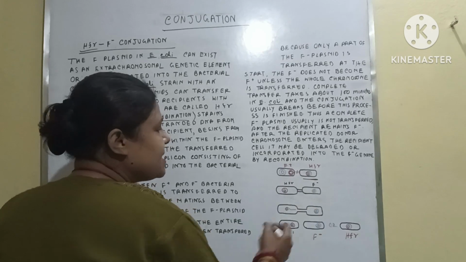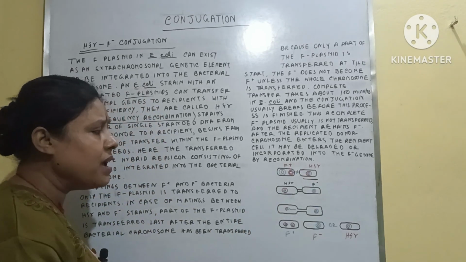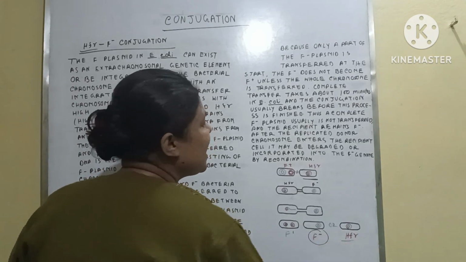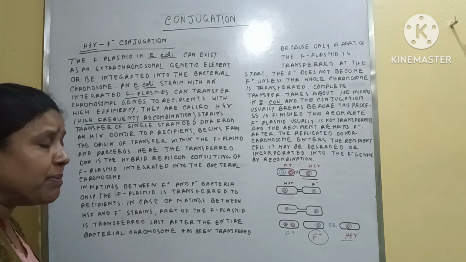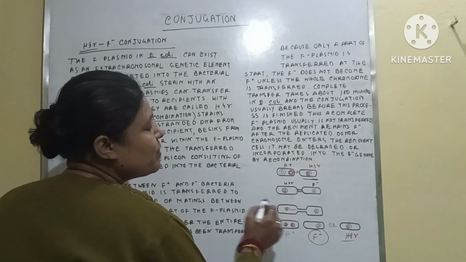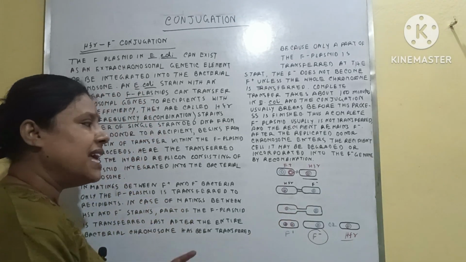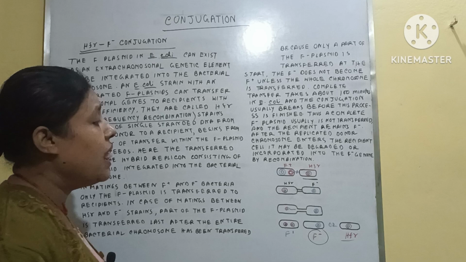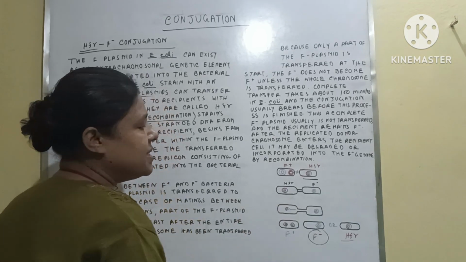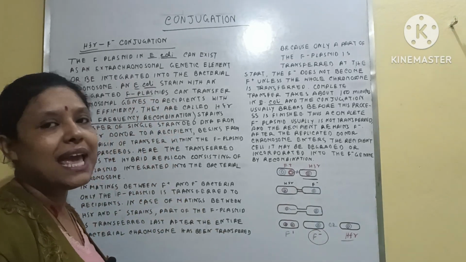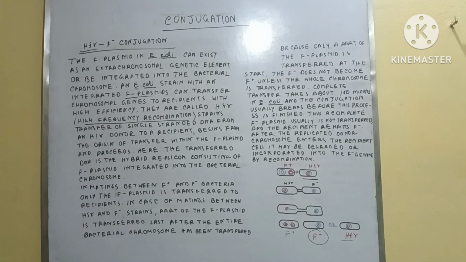In that situation the F minus may remain in the F minus form or may be converted into the HFR form. How does this happen? If only the bacterial chromosomal DNA is transferred into the F minus, then the F minus bacterium remains. But if the F plasmid is also transferred along with this chromosomal DNA into the F minus, then an HFR bacterium may be formed.